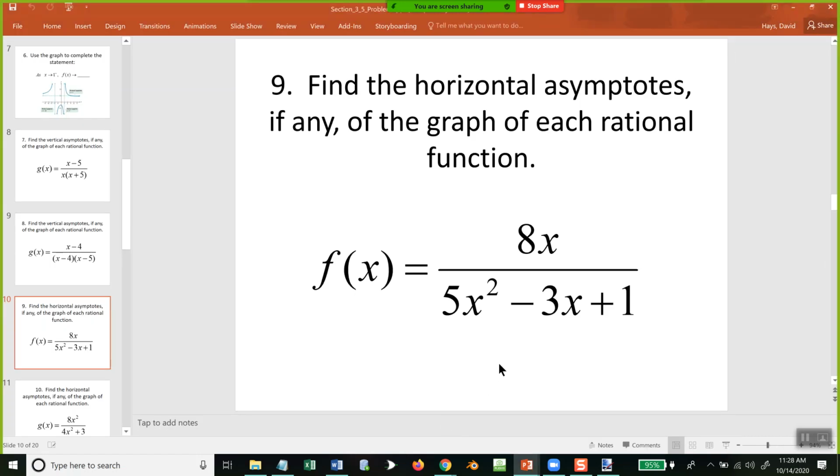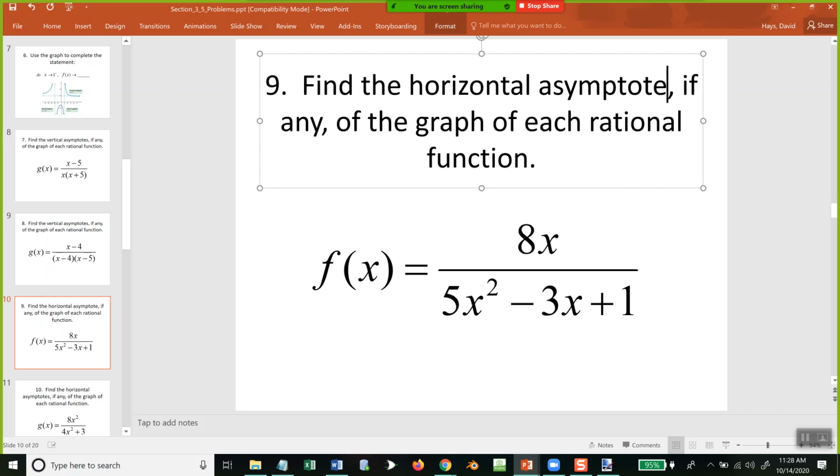Okay, so for this problem, the instructions are to find a horizontal asymptote. You can never have two. Find a horizontal asymptote, if any, of the graph of each rational function.